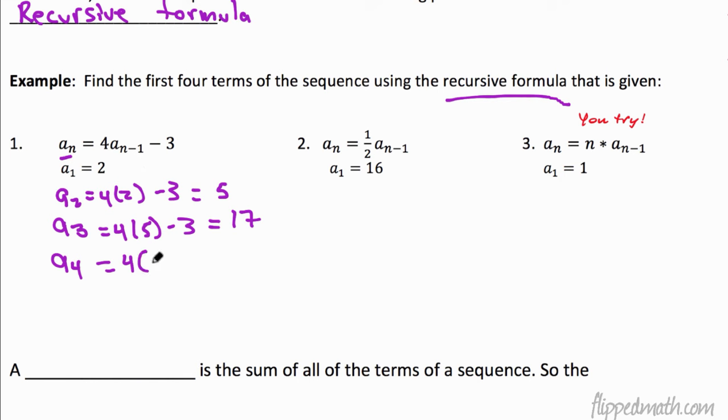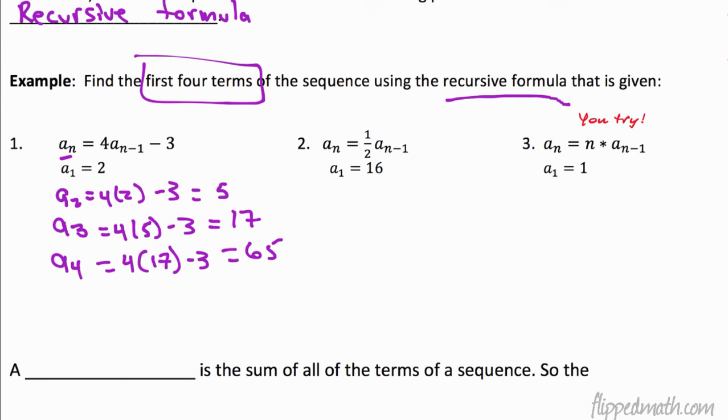Term before it's 17. And then we subtract 3. I think that all equals what? We get 40 and 28, 68 minus 3, 65. All right, so the first 4 terms, that's what they're asking us to do, are 2, 5, 17, and 65. That's simple. And this is called a recursive formula.